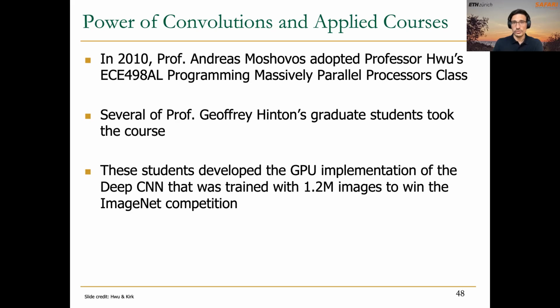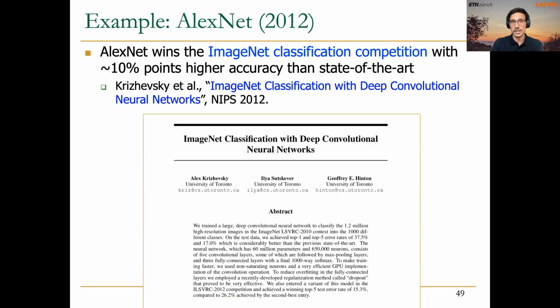These students, after having learned so much about GPU programming, developed the GPU implementation of a convolutional neural network that was trained with 1.2 million images and won the ImageNet competition. That network is AlexNet, and it's in some way where everything started.